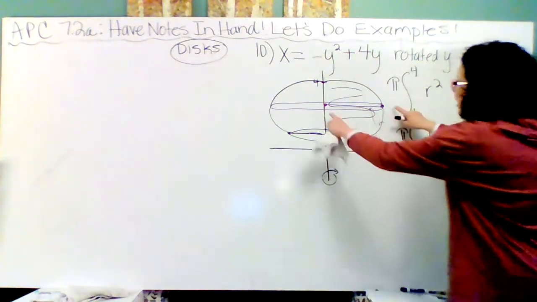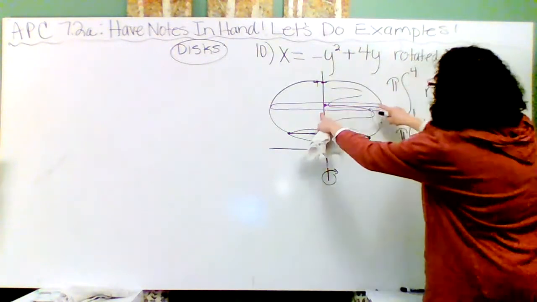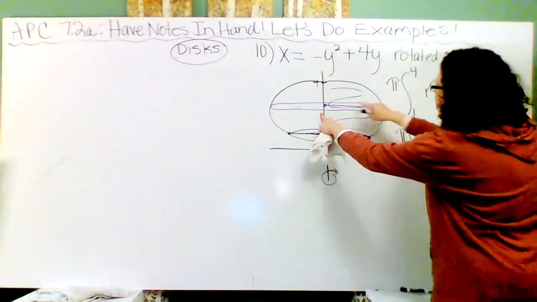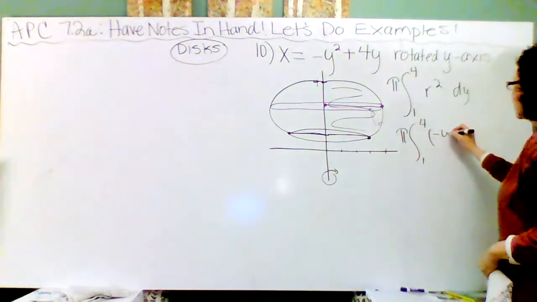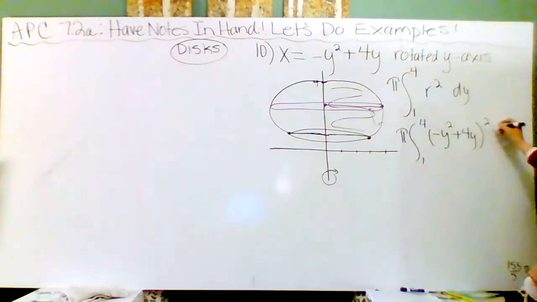So the length of this radius is actually right minus left, right? So it has to be in terms of y, a negative y squared plus 4y minus 0, negative y squared plus 4y. Don't forget to square that.